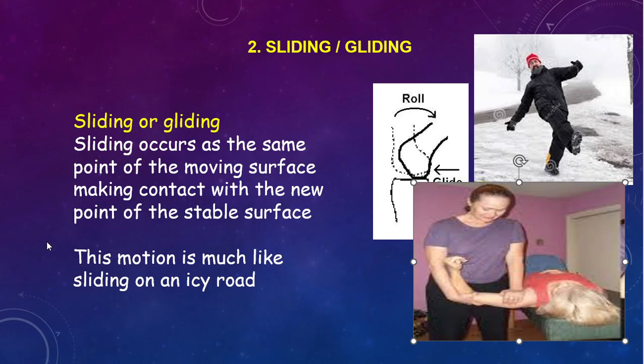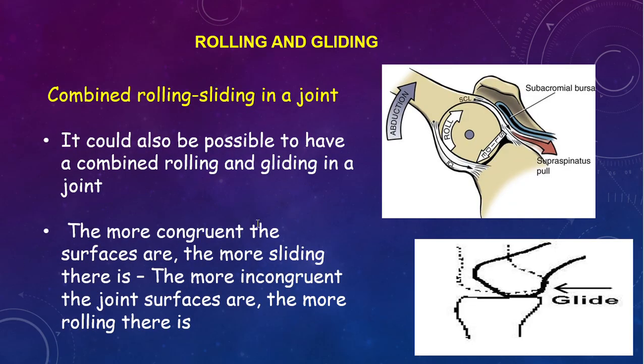So how do we know the joint that does more rolling than gliding? And how do we know the joint that does more gliding than rolling? There is a rule, the rule of congruency. The more congruent the joint, the more gliding. The more incongruent, the more rolling. Look at the knee joint, for example.